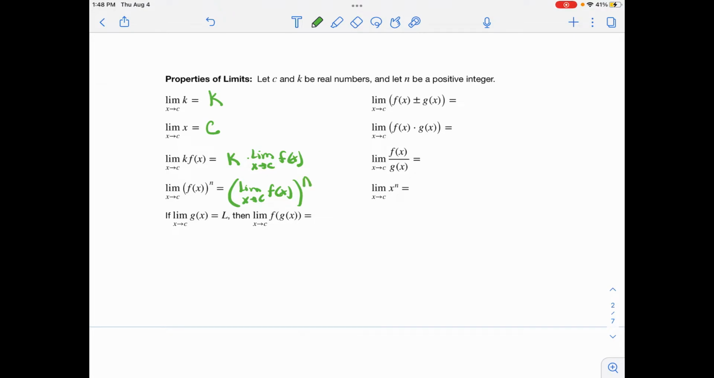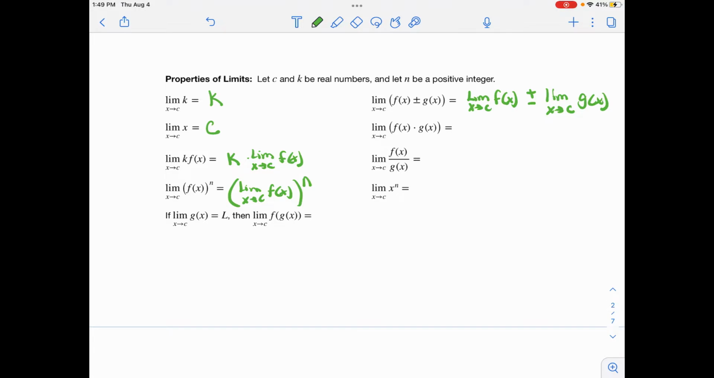Okay, moving to the second column here. If we have the limit as x approaches c of f of x plus or minus g of x, so this is the sum or difference of limits, that's the same as the limit as x approaches c of our f of x function, plus if we're doing a sum, minus if I'm doing a difference, the limit as x approaches c of g of x. So we just think about it as if you're distributing that limit notation to each function.